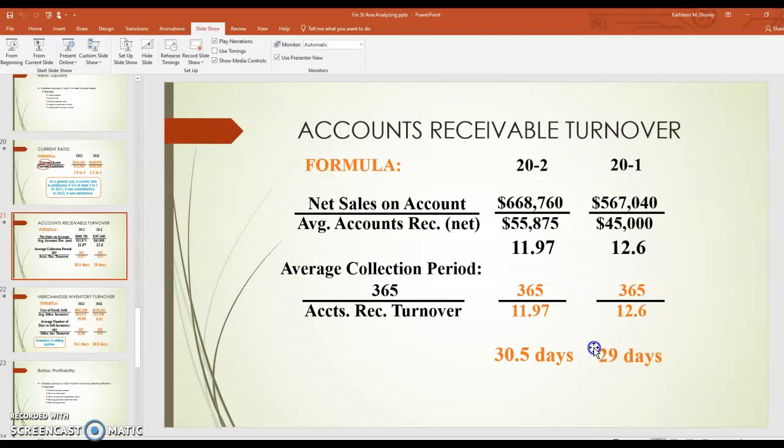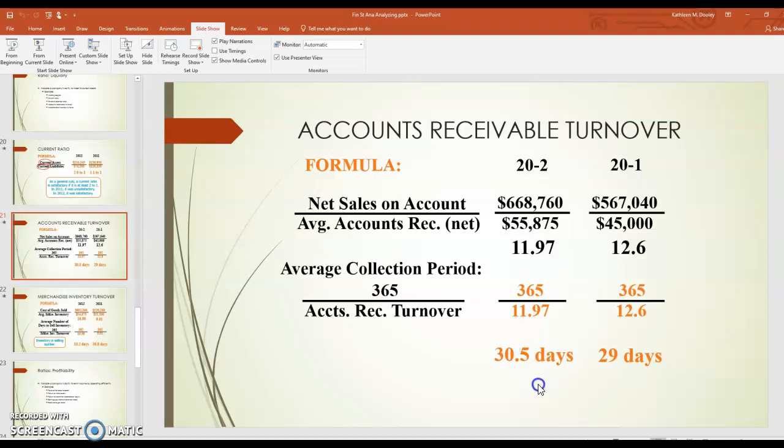So it used to take us only 29 days. Our policy may be net 30 for customers to pay us off, but they're paying us off even a little quicker. But now that's lengthened out to 30.5 days. And remember, we talked about how we had extra sales and extra sales on account, and that means you're going to have some people that are paying slower. So you're going to want to be very careful, this is going in the wrong direction. If it gets any worse than this, you're going to have a problem.